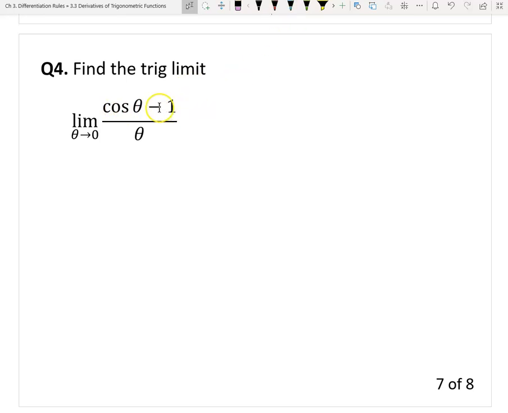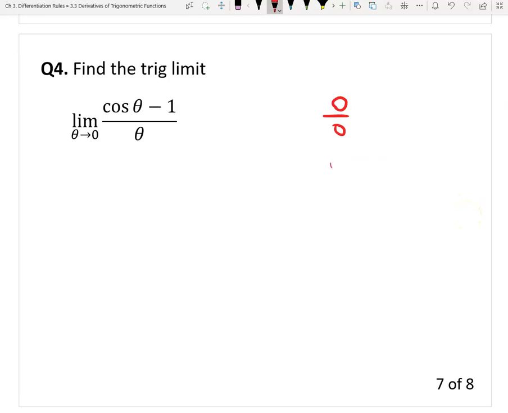If someone remembers from trigonometry, we learned how to manipulate this one: multiply by cosine theta plus 1 on the top and the bottom. Of course, someone will ask, can we directly substitute theta by 0? Let me see. Cosine 0 is 1, 1 minus 1 is 0, right? So here it is 0 over 0. Therefore we cannot do that because this is an indeterminate form. So how to do it? Manipulate.